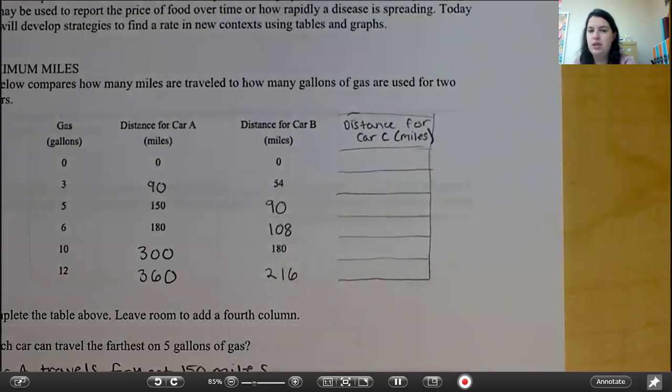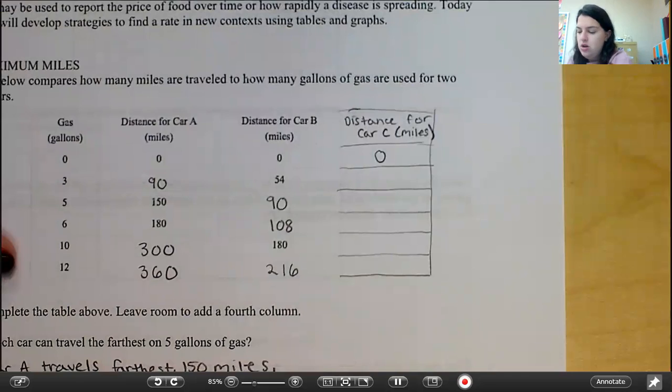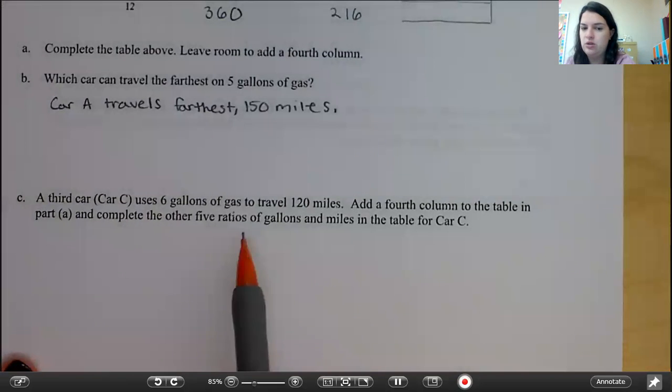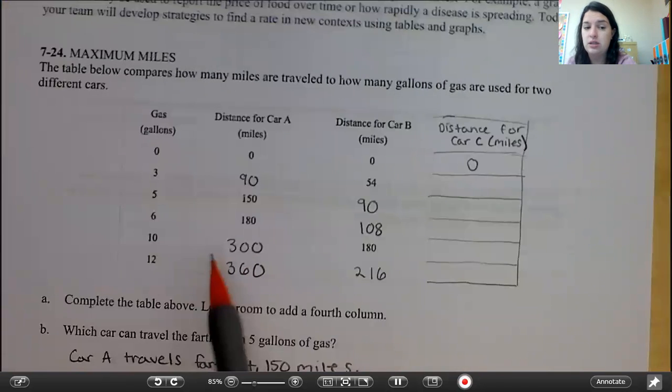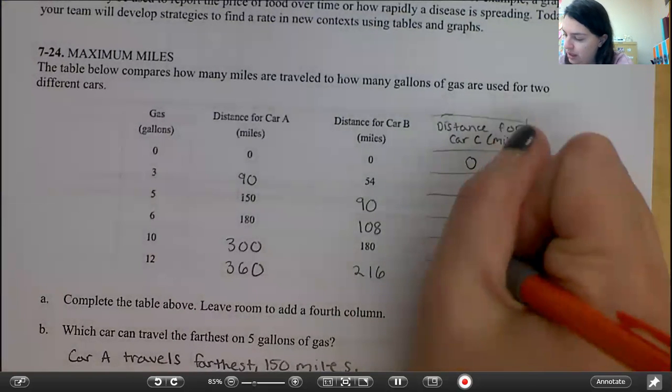Okay, if you're back with me, then you have filled in your table. So let's check. Obviously, at 0 gallons, we've gone 0 miles. The information that was given to us in the problem was 6 gallons of gas to travel 120 miles. Well, 6 is not on our chart. Oh, yes, it is. I'm sorry. So 6 gallons of gas, 120 miles. So you should have filled that in.